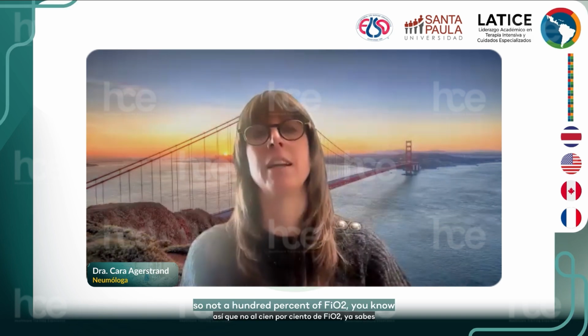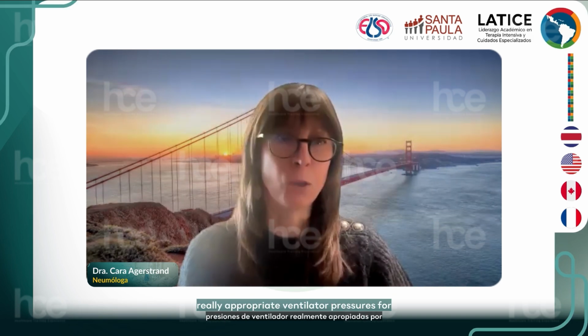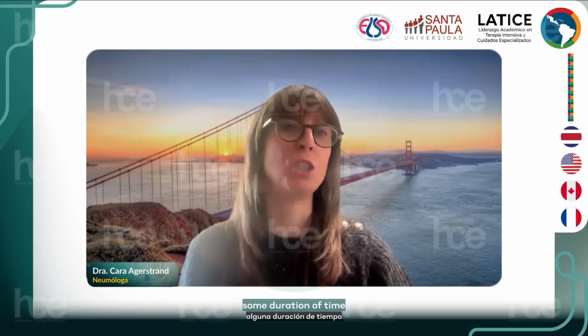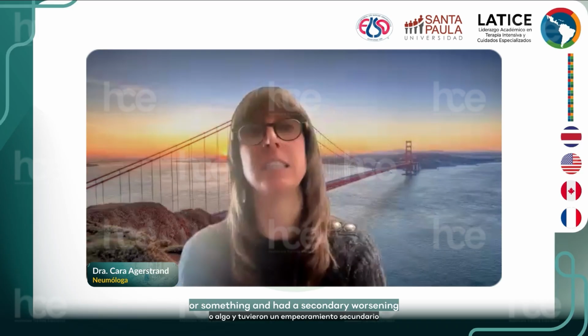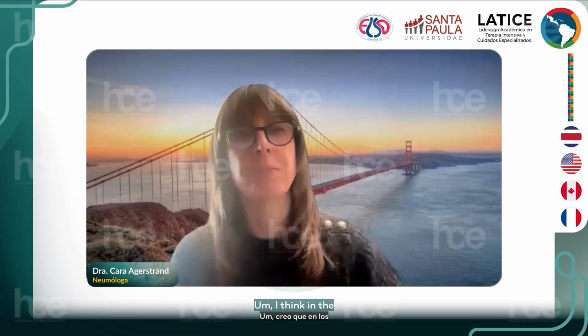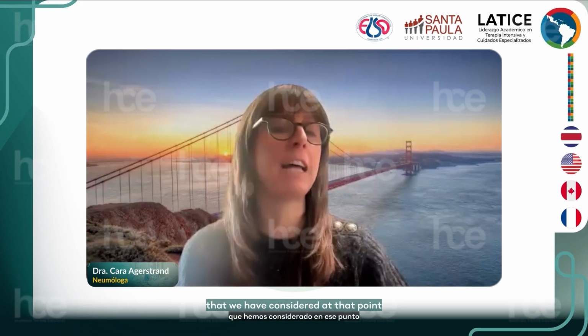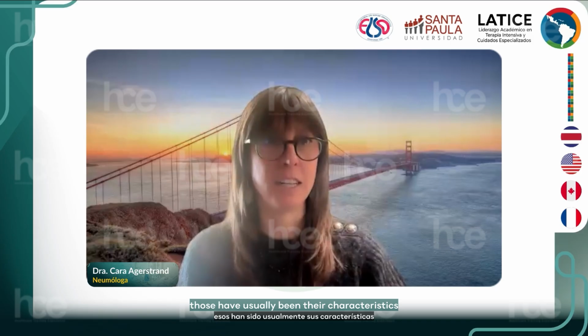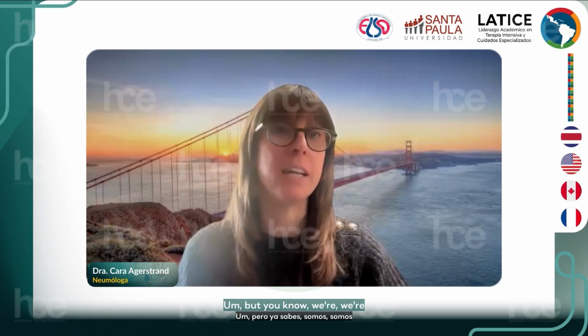They then recovered, were on lower vent settings, so not 100% FiO2, really appropriate ventilator pressures for some duration of time, and got a second hit. So maybe they developed a VAP or something and had a secondary worsening. In the patients that we have considered at that point, those have usually been their characteristics, and they have actually all done quite well. But we're quite highly selective in initiating ECMO.